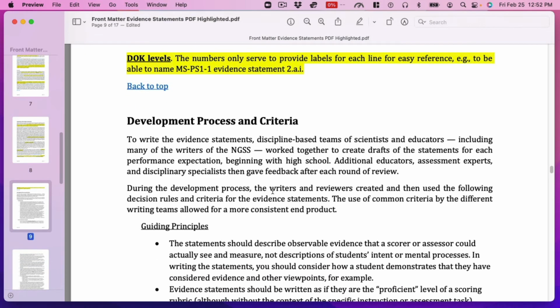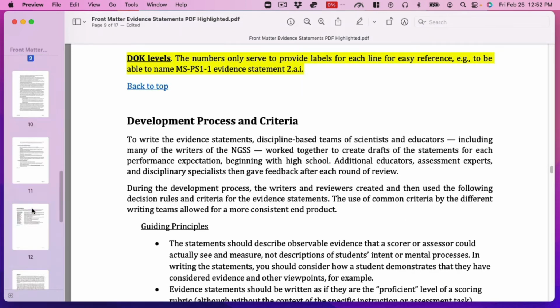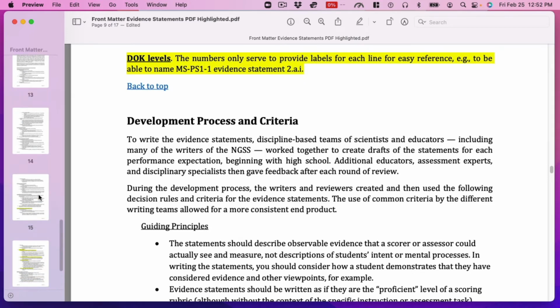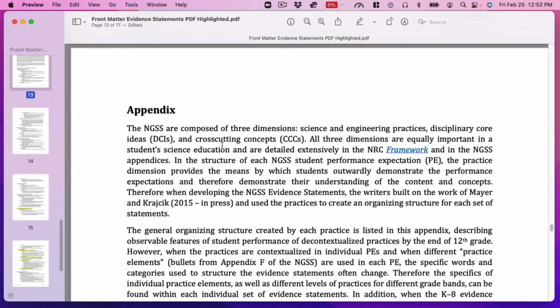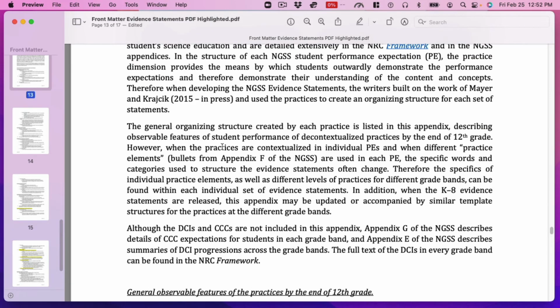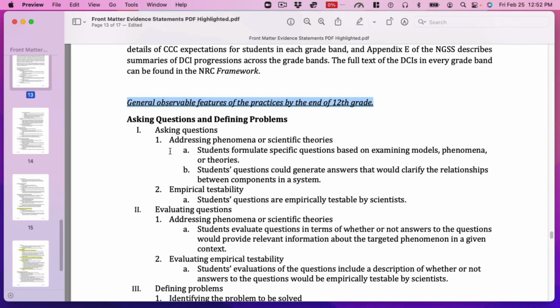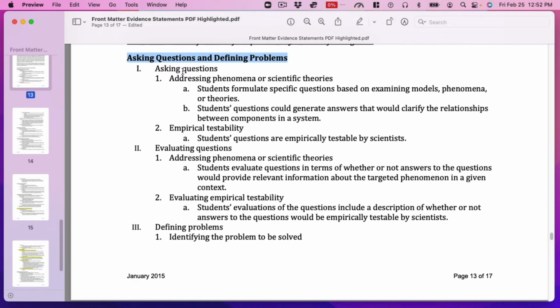That brings us to the development process and criteria. And we're going to kind of jump ahead to an example here. So I'm going to pop all the way over, let's start here, to the appendix of this document. This appendix is going to give us the general observable features of the practices by the end of 12th grade. So if I have a performance expectation with a science and engineering practice of asking questions and defining problems, I know that that evidence statement is going to be scaffolded with this information.